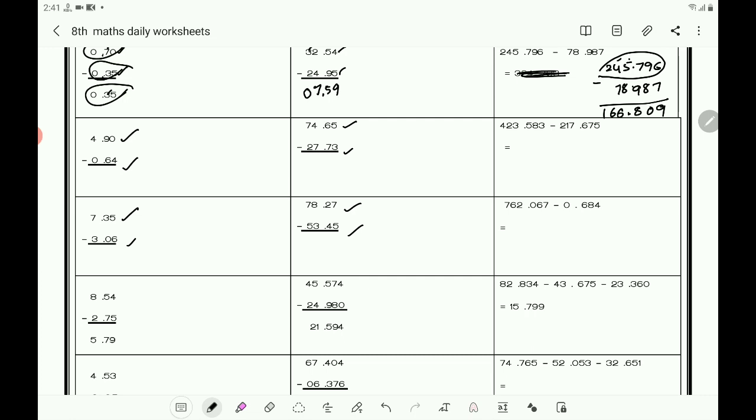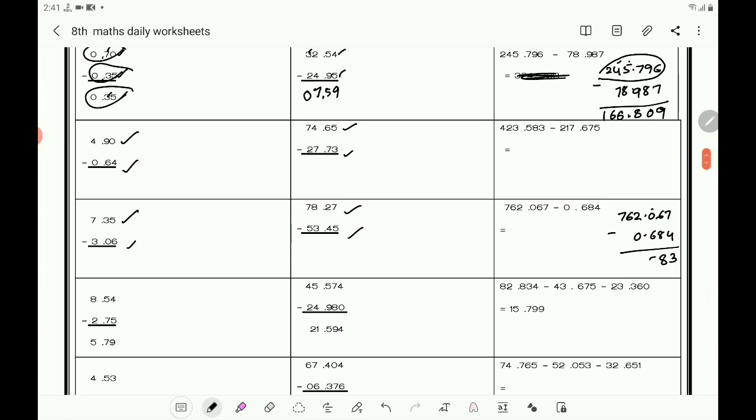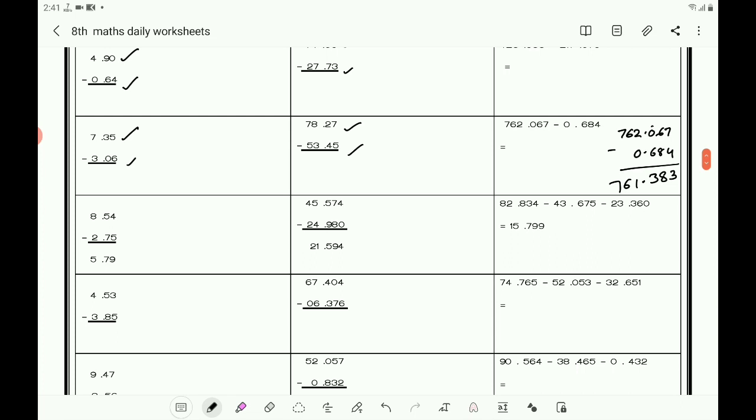762.067 minus 0.684. Here you observe, 762.067 minus 0.684. So 7 minus 4, 3. And here 16 minus 8, 8. You know that here 9. 9 minus 6, 3. And 1 is remaining, 1. So you will get 761.383. And also you take 8.54 minus 2.75.